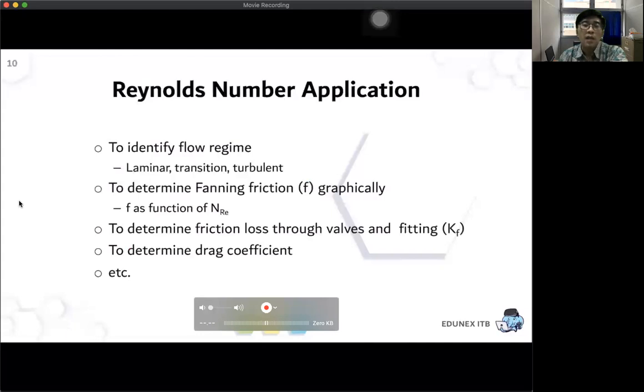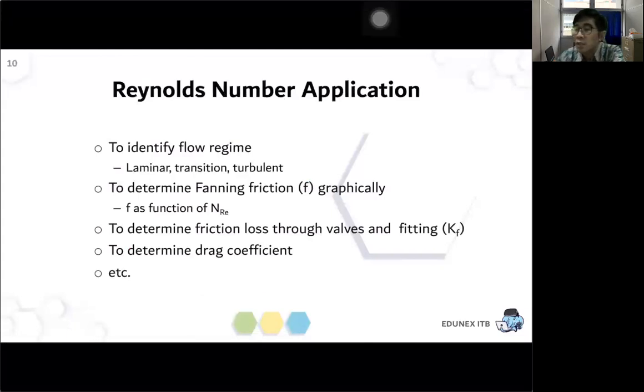Okay, other than determining the flow regime, you can use later the Reynolds number to determine the friction factor, and then to determine the friction loss in the fitting, or to determine the drag coefficient. But we will discuss it in a later chapter.